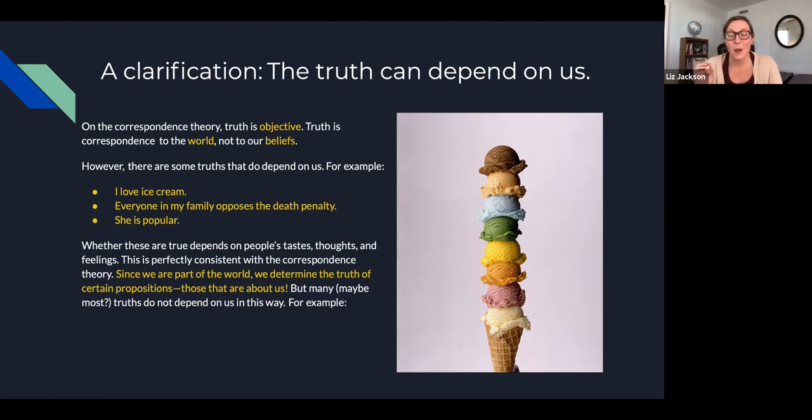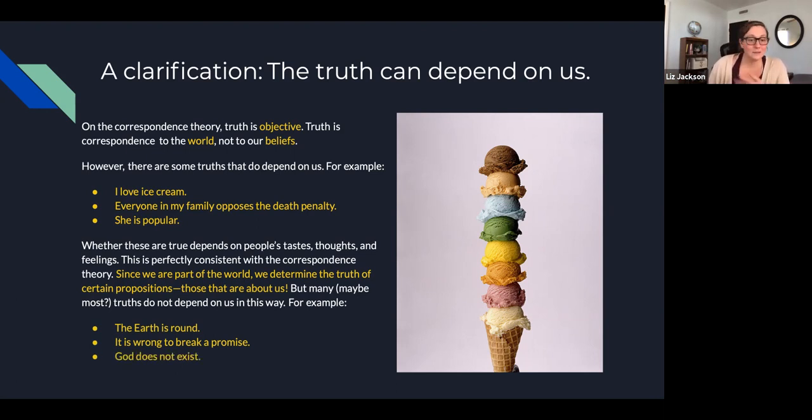But note that many, if not most truths, don't depend on us in this way. So, for example, "The earth is round." That's not a proposition about what someone believes or prefers or desires. That's a proposition about the earth and its shape. So that is not going to depend on us for its truth value. "It is wrong to break a promise." That's about morality. It's not about my preferences or my beliefs. It's not about me. It's about what's right and what's wrong. Again, that's not going to depend on me for its truth value.